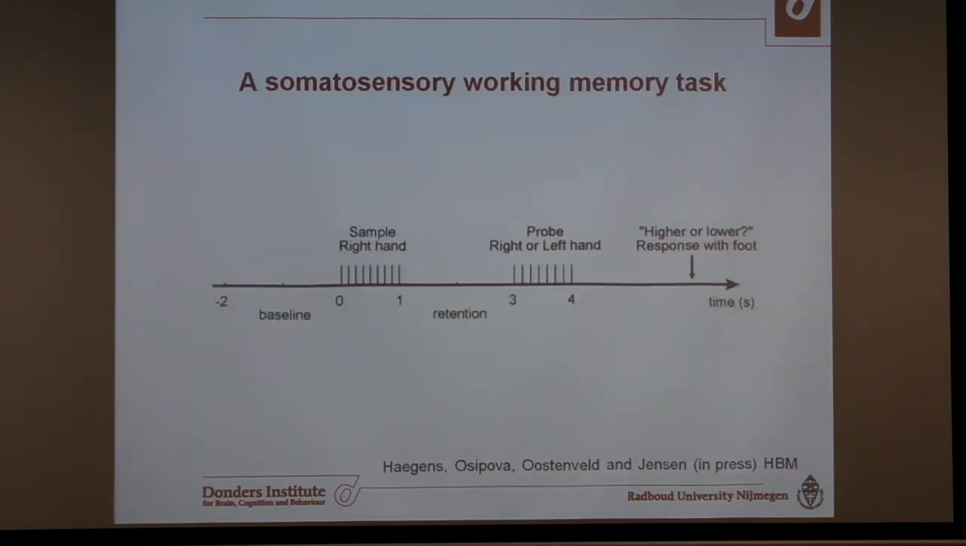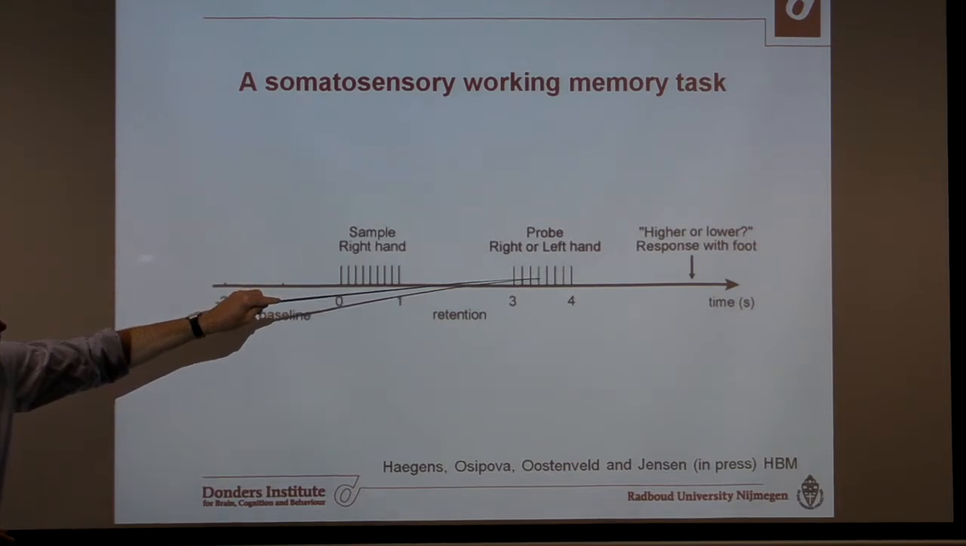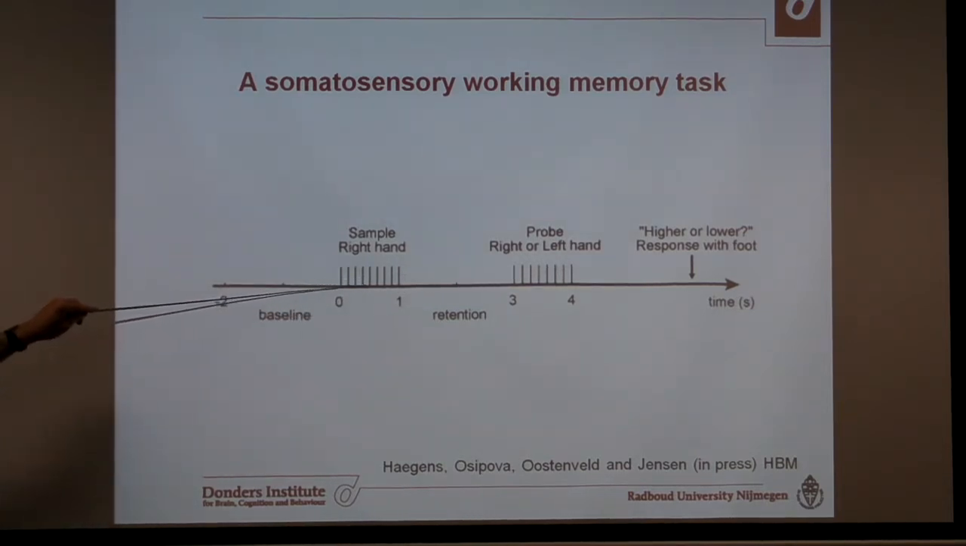To do that, I will show you some data from a recent working memory study in which subjects had to remember stimuli with a given frequency presented electrically to the median nerve. You can think of this as a somatosensory working memory task. They simply had to judge whether the second pattern was higher or lower in frequency compared to the first pattern, right?